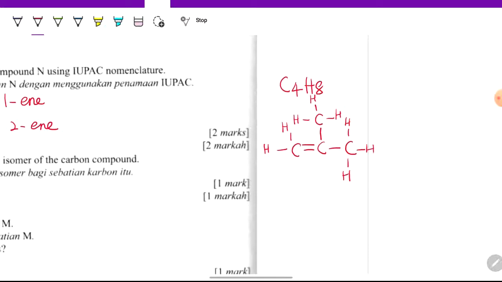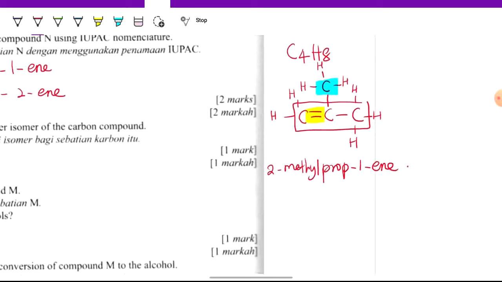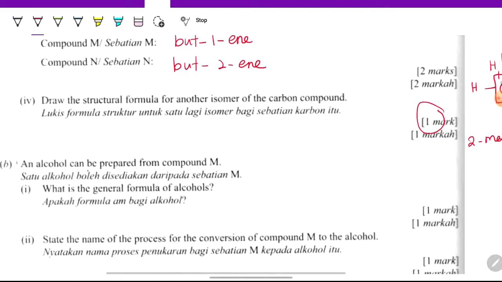If you look properly here, the double bond is at carbon number 1, but one of the carbons becomes the branch already. So if we want to name it, it becomes 2-methyl. Now the parent chain becomes 3 only, so it's prop-1-ene. So this one becomes another isomer. The question just requires you to draw out the structural formula because it has 1 mark on it. If you are able to give the name, that will be better.